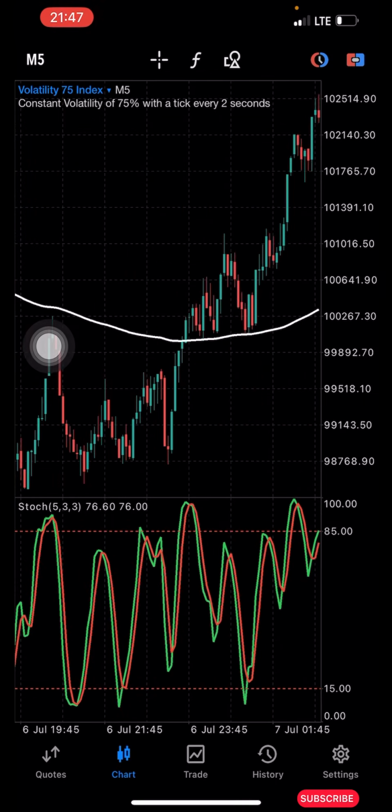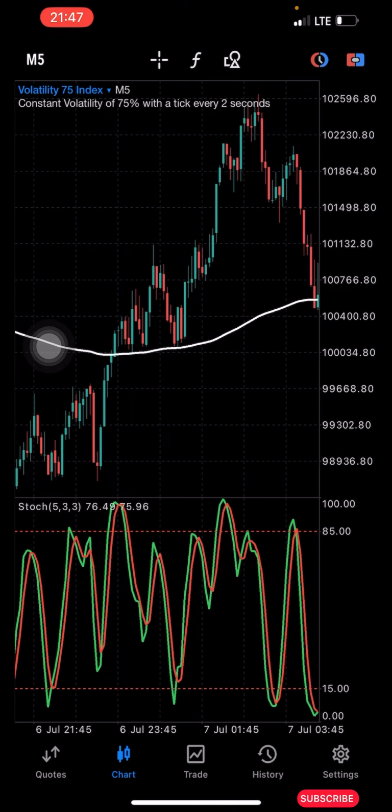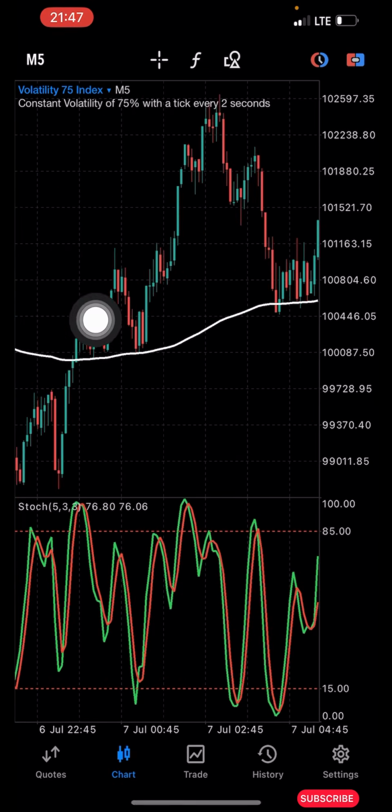As you can see here, price is above our white line, so we look for buy trades only. This is the condition you need to wait for on the indicator window before you take your buy. You want to see this red and green line get to the oversold level. It must touch this 15 level line before you take your buy.